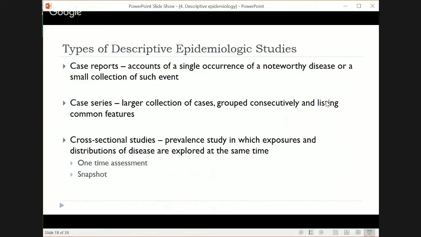A cross-sectional study, on the other hand, is a snapshot. So it's a one-time assessment. It's a prevalence study. You're asking people about all these exposures and all these diseases that they might have, and you're doing it at the same point in time. So this is survey. A lot of survey research is a cross-sectional study.